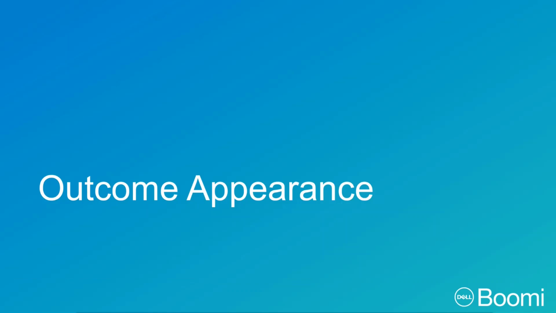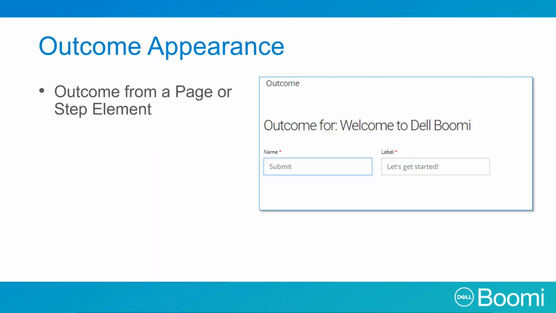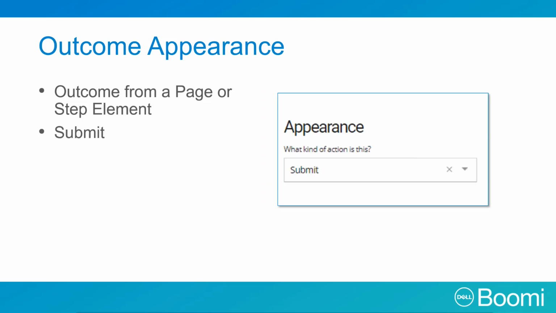In this section, we will speak about the outcome appearance within BoomiFlow. When creating a new outcome from a page or step element, the outcome will render as a clickable button since the label text box is shown, and the color of that button depends upon the selection within the appearance section of the outcome. The appearance selection of Submit in this image, for what kind of action is this, will result in the button being rendered as a blue button.